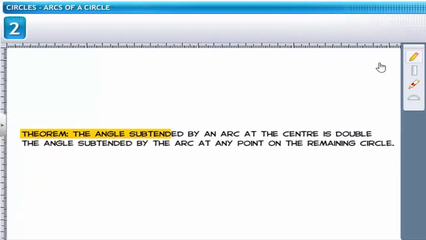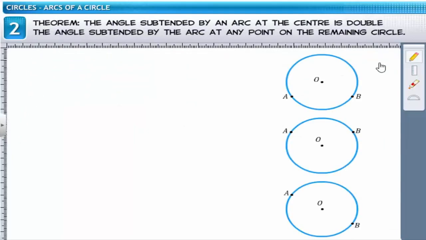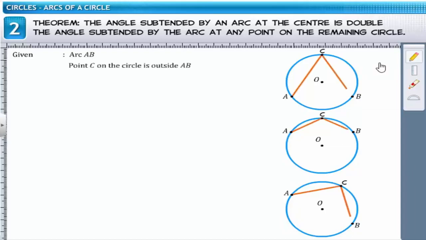The theorem states that the angle subtended by an arc at the center is double the angle subtended by the arc at any point on the remaining circle. Let us prove the theorem simultaneously for a minor arc, major arc, and a semicircle. In the given figure, we have an arc AB. Consider any point C on the circle that is outside AB. Now, here we have to prove angle AOB is equal to 2 times angle ACB.